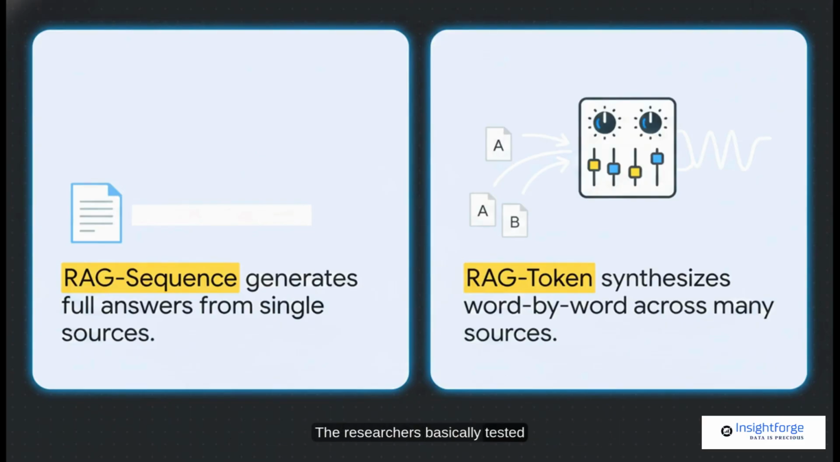The researchers basically tested 2 different ways for the AI to use the documents it finds. The first is RAG sequence. Here, the AI asks, if I only look at document 1, what full sentence would I write? It generates a few complete answers from single sources and just picks the best one. But the second method, RAG token, is where things get fascinating. It writes the answer word by word, shifting its attention between different documents.